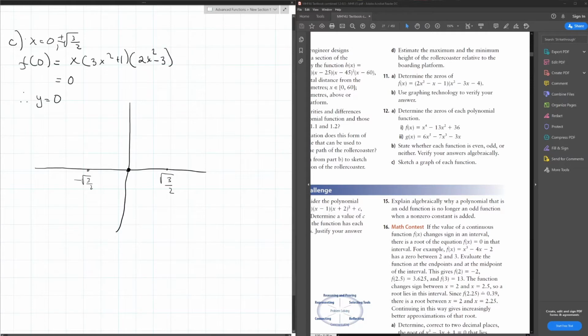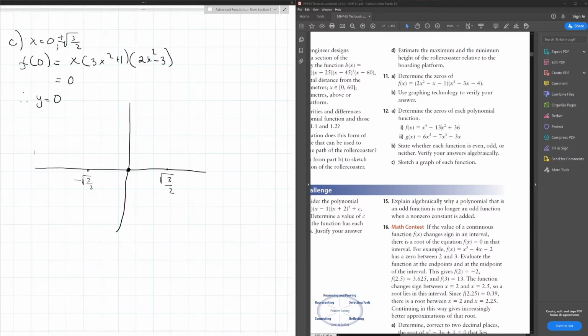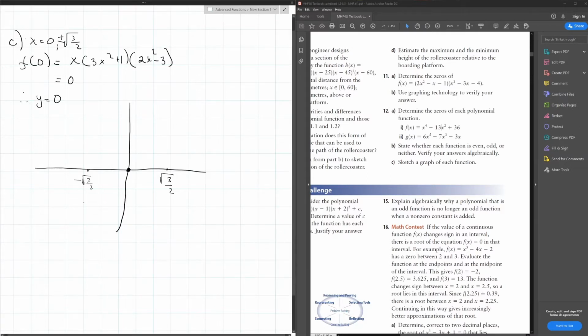So let's just do this. We would have something along the lines of this, since our leading coefficient is positive, and then we have an odd function, so there you go. That is what our graph will look like.